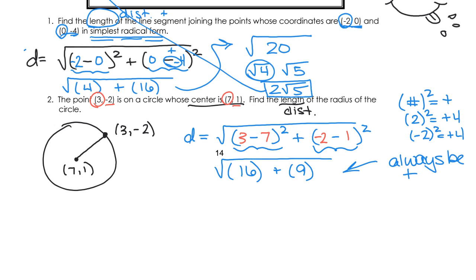All right, guys, we're going to add them together. 16 plus 9 is 25, and the square root of 25 is actually perfect. The square root of 25 just gives me 5, and there is the length of my radius.